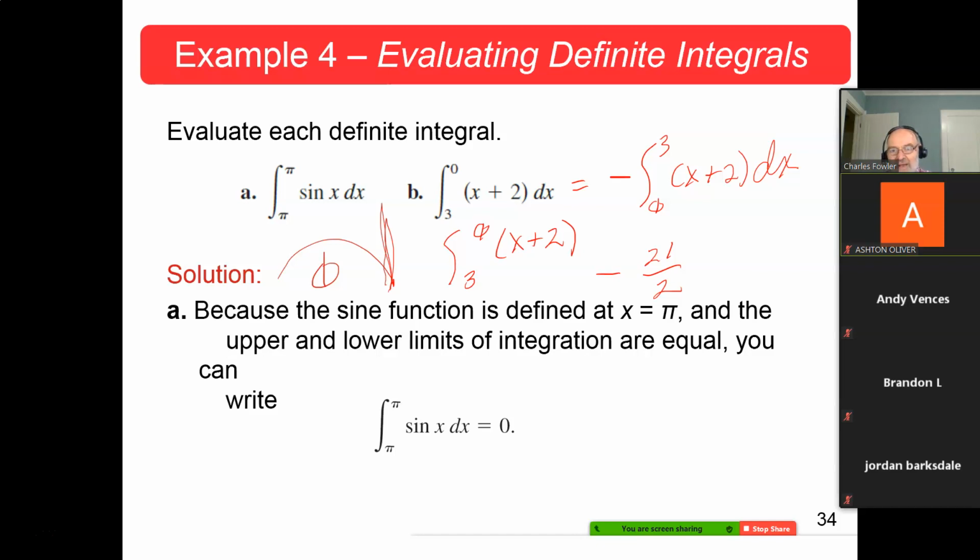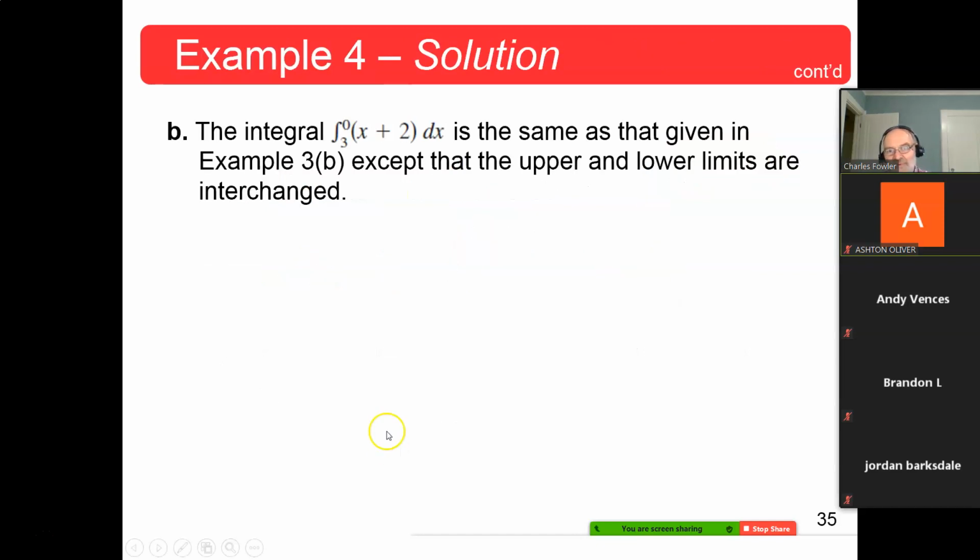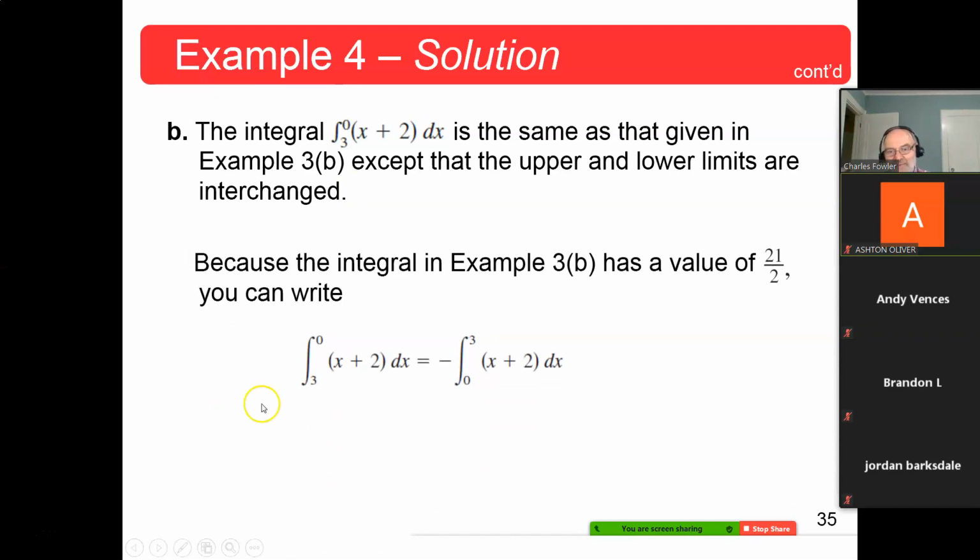Okay? And on the second one, the integral from 3 to 0 of this is the same as that given in example 3b, except that your upper and lower limits are interchanged. So to move them back where you want them to be, negate the integral. So that gives you minus the integral of 0 to 3 x plus 2 dx. We know what that is. That was our trapezoid, 21 halves. Now we negate it. That's just two rules. They're always true. Okay? Any questions on those?